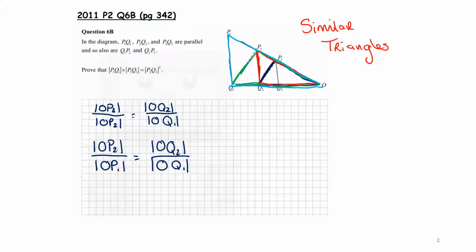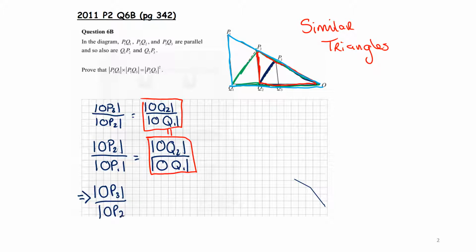Okay, so hopefully at this point you notice that the right hand side in both of these are equal. So what we can do is we can then say that OP3 over OP2 is equal to OP2 by OP1. Okay.